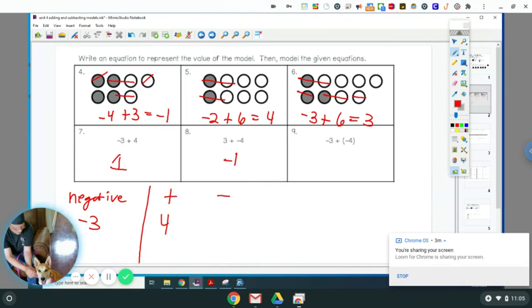And again, if I do my teams, I will have 4 negatives and 3 positives. So which team is winning? Well, the negative team is winning. So that means your answer is going to be a negative, and they're winning by 1 point. So you have a -1.